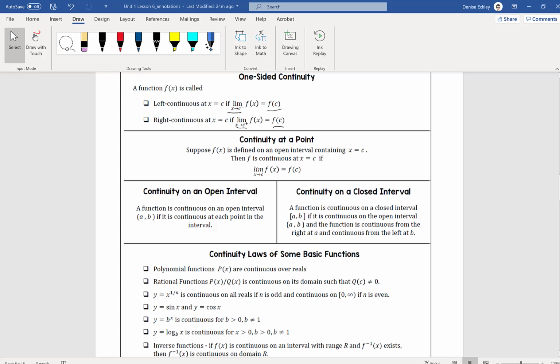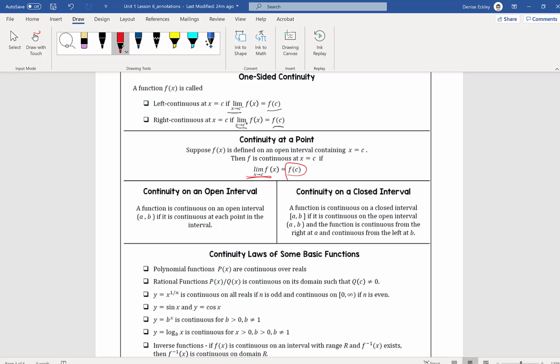Then we also have continuity at a point. Suppose f of x is defined on an open interval containing x equals c. Then f is continuous at x equals c if the limit as x approaches c of f of x equals f of c, which is what we said on the first page when we were doing that investigation. That's our 3 points. We know the limit exists, and so the left and right hand limits are equal, and the value of the function is equal to the value of the limit.